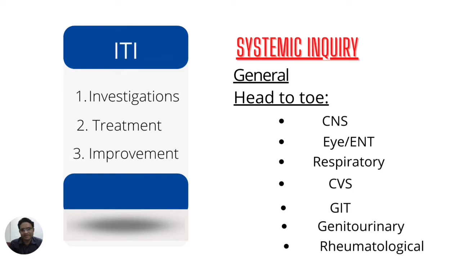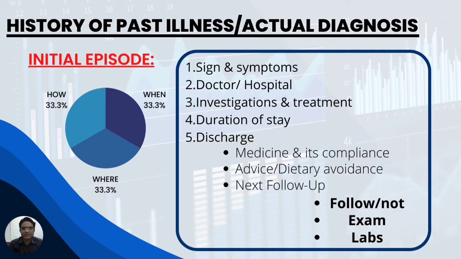Then the third step in the layout of history is history of past illness and actual diagnosis. A history of past illness includes episodes of similar or related illness in the past. If any such history is present, then you should inquire in detail about the initial episode. Initial episode revolves around when, where and how. It means you have to ask details of the initial episode. What were the signs and symptoms?